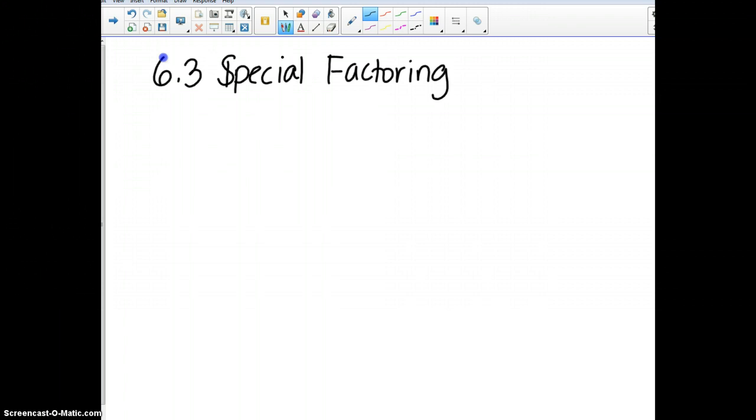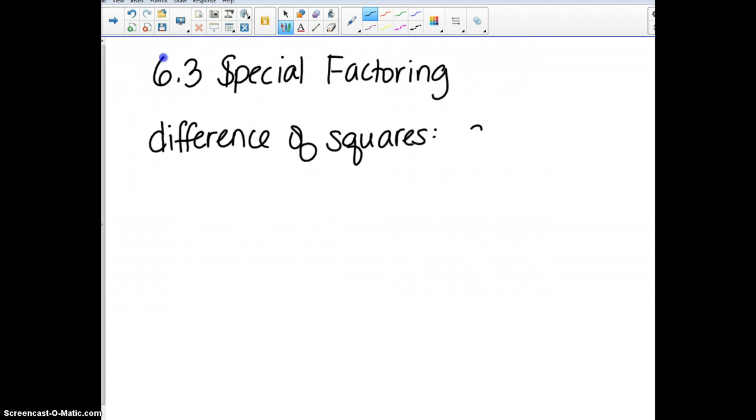Our first special binomial is what's called a difference of two squares. We call it a difference because it's two terms subtracted, and it's squares because we have two perfect squares that are being subtracted. Something that looks like a squared minus b squared.